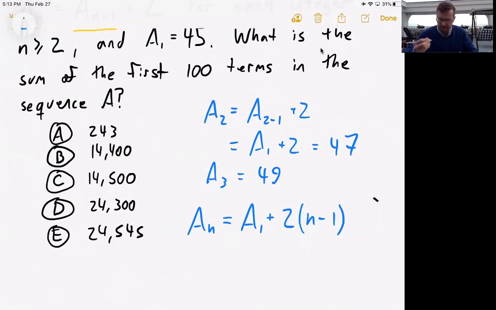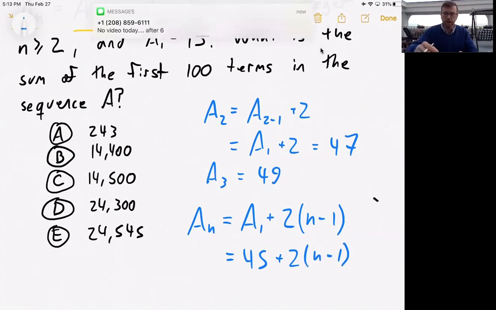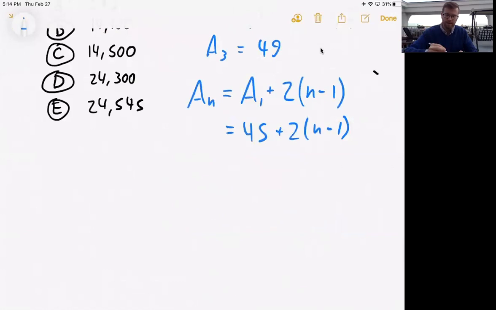Remember that our A1, I wrote A1 in there, but I could have written 45. This one is not recursively defined. You can just put in any n you would like and get out the nth term. And that's handy for us in this case, because you may also recall the sum of an arithmetic sequence. If you don't remember this, no worries, just go study the Khan Academy links I'm about to give you. You'll definitely want to know this for the GRE.